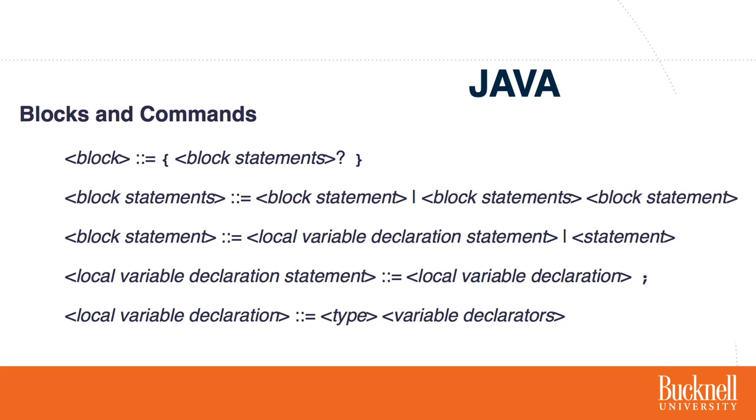Inside of a class, we can have blocks. A block is anything that is bracketed by curly braces. Inside of a block, we have block statements. Block statements plural is what Java calls statement lists. Block statements can be replaced with block statement singular or block statements plural and a block statement singular. A block statement, that's what Java just calls a statement, can be replaced with things such as variable declarations.